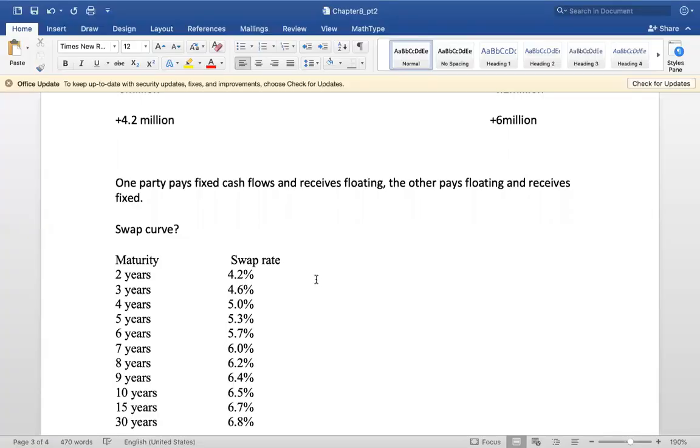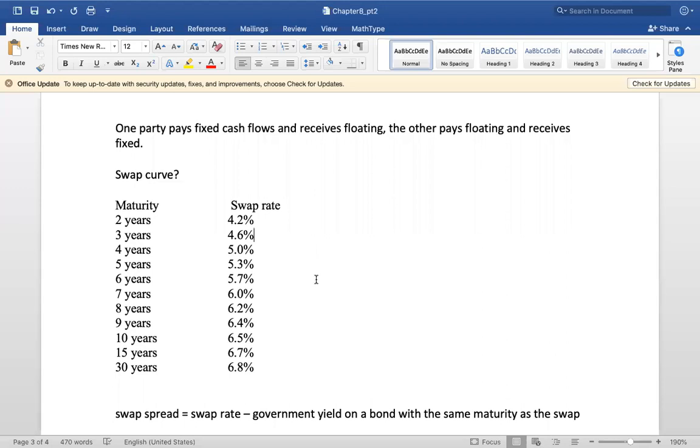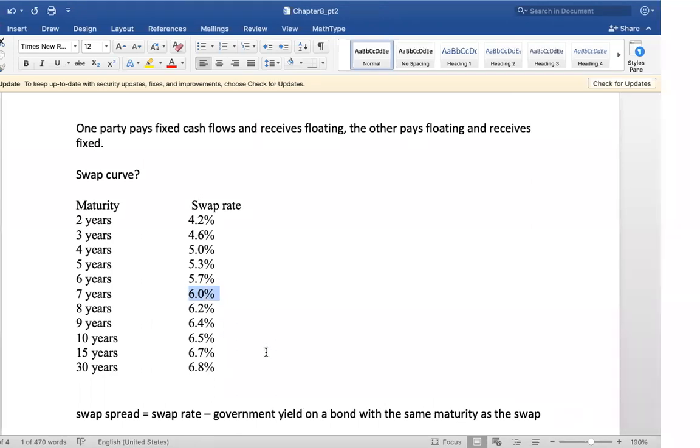You can see that for a 7-year period, the swap rate is 6%, locked through a swap agreement. These are the swap rates for different maturities. If we plot these rates against these maturities, this will be called a swap curve. This swap curve is telling us how much we can lock in for 3-month LIBOR for a specified future period.